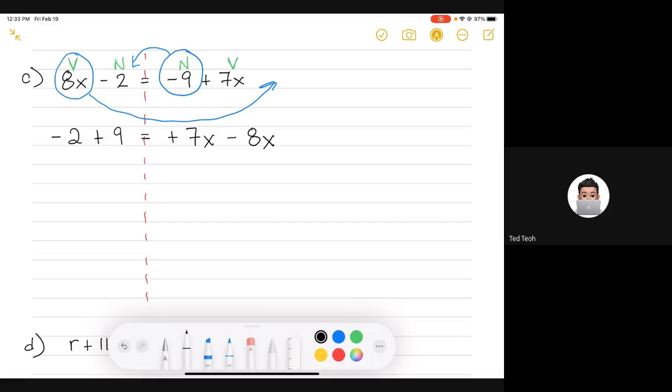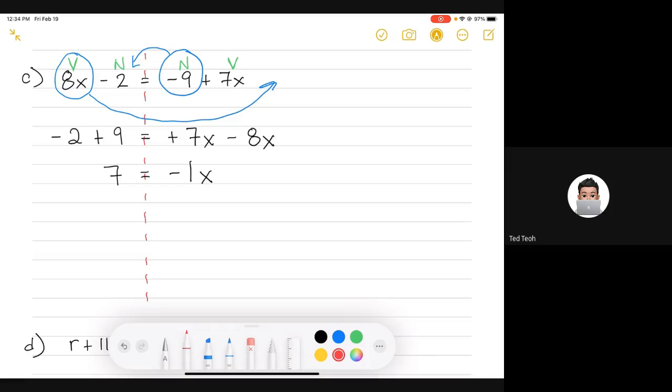Okay, so now my V's are on the right side, my N's are on the left side. Once I have that scenario, I just start calculating. Okay, so -2 minus 9 is going to be +7. +7 minus 8x is going to be -1x. Now, some of you might think this is a final answer, but if you try to remember what I said before, it has to be a 1x. Okay, so if you ever have a -1x, that is not your final answer. It has to be a 1x.